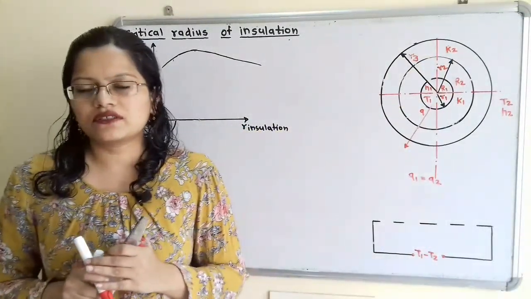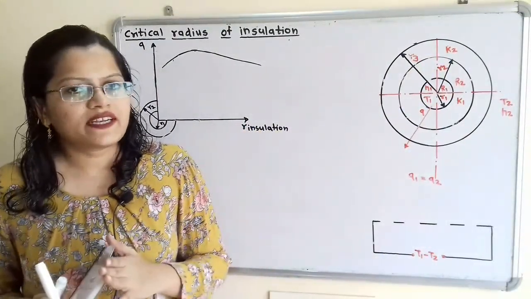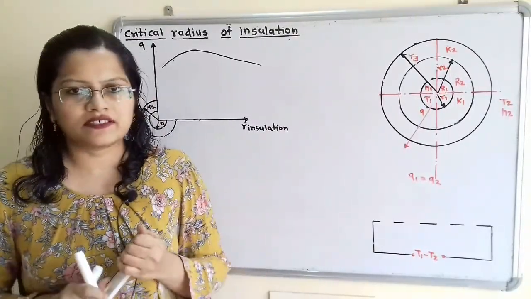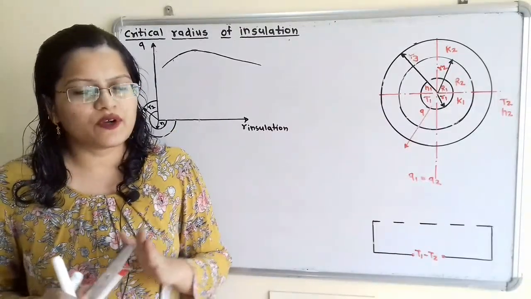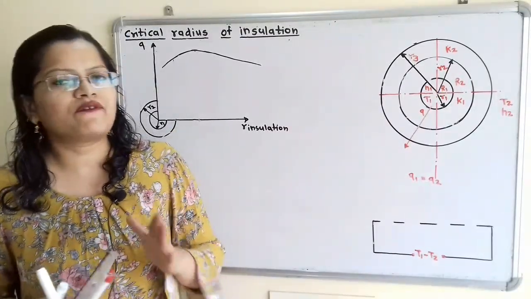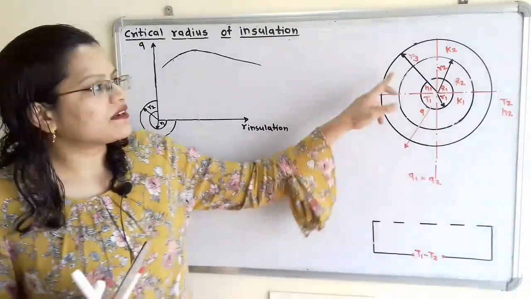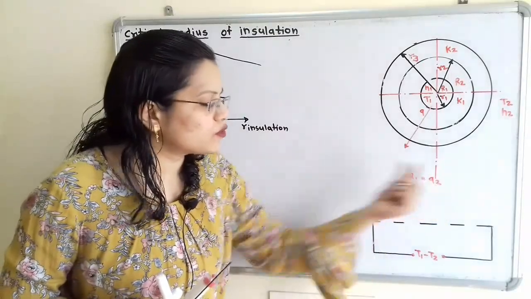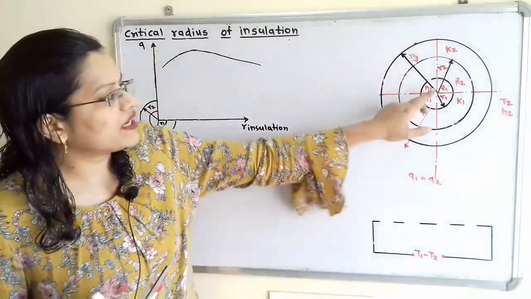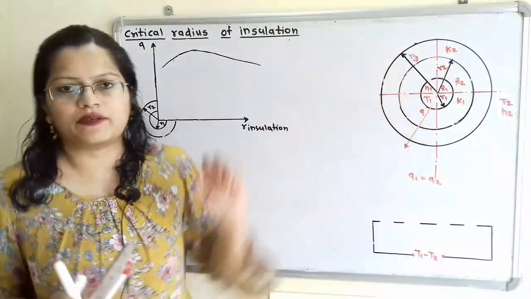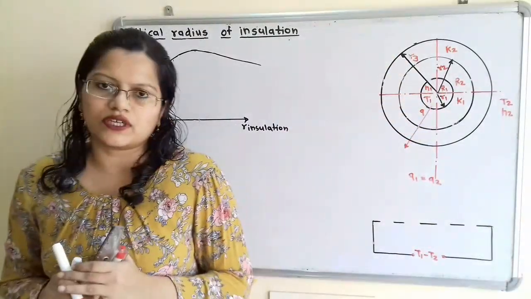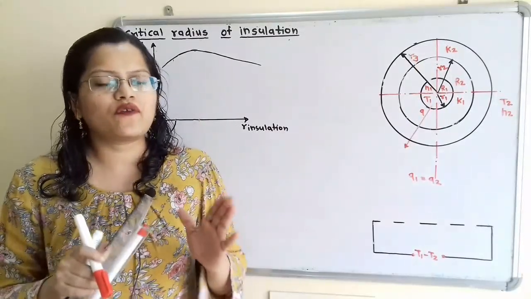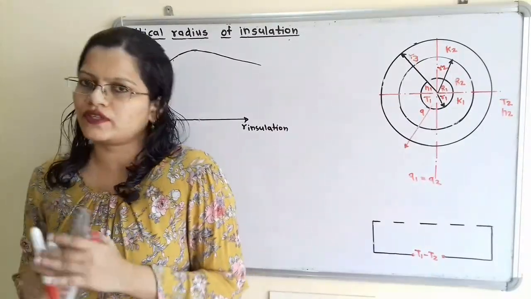Now what is the question? The rate of heat transfer without insulation that we have calculated in the earlier section, that is Q1, is equal to the rate of heat transfer after insulation. We will consider this rate of heat transfer as Q2. So we have to show Q1 is equal to Q2, and for this condition we have to find out the value of R3, that is the radius of insulation.